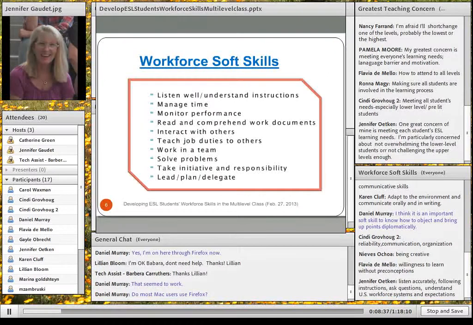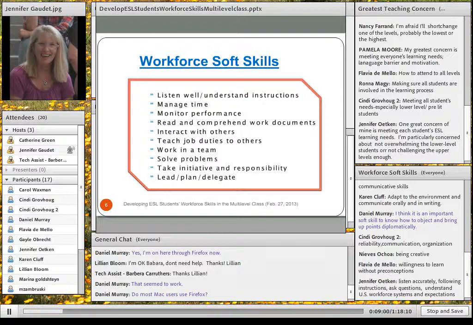Excellent. All right, and here we have a succinct list of transferable soft skills for the workplace. And you'll see most of them you listed there in the chat pod. If we as teachers take a look at the workplace today, we can easily see how critical these skills are in order to succeed in the U.S.